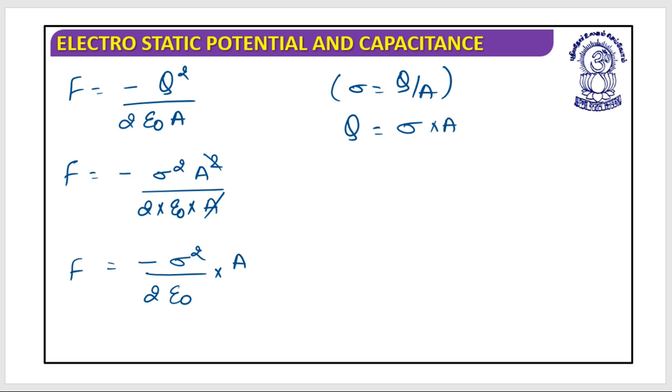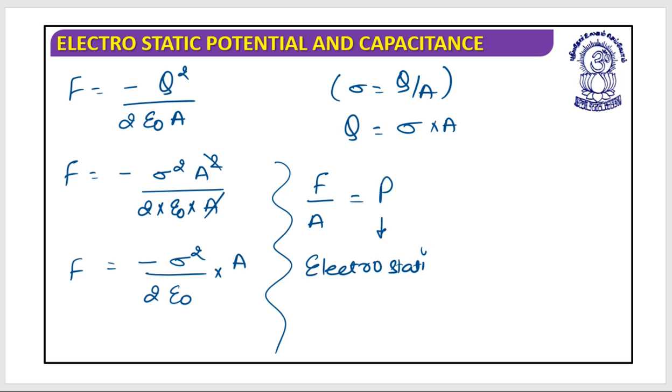So if I write this, it is force by area. What is it? Force by area. Yes, it is a pressure. This pressure is called electrostatic pressure. That is what we call electrostatic pressure. That is equal to minus sigma square divided by 2 epsilon naught.